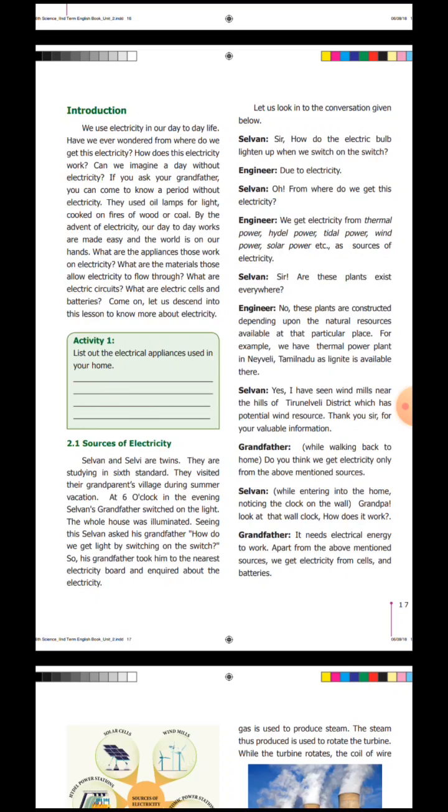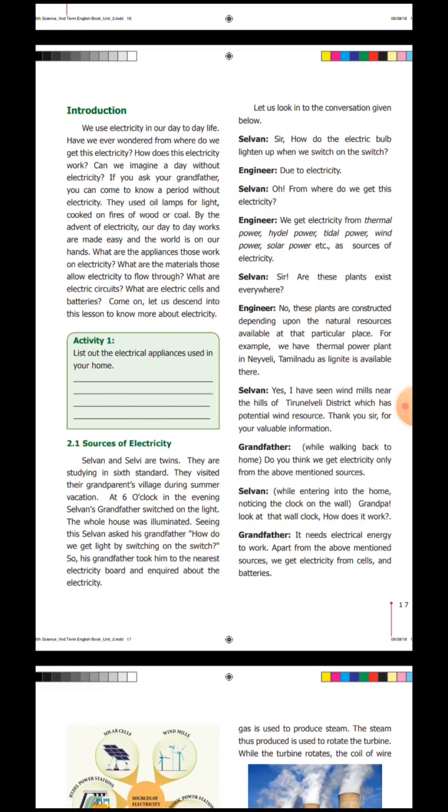Again Selvam is asking, sir, do all these plants exist everywhere? The engineer gave him the answer: no, the plants are constructed depending upon the natural resources available at that particular place. For example, we have a thermal power plant in Neyveli, Tamil Nadu, where lignite is available. So where is the thermal power plant located? Neyveli, Tamil Nadu, lignite is available there. Selvam says, yes, I have seen windmills near the hills of Tirunelveli district, which has potential wind resource. Thank you sir for your valuable information.